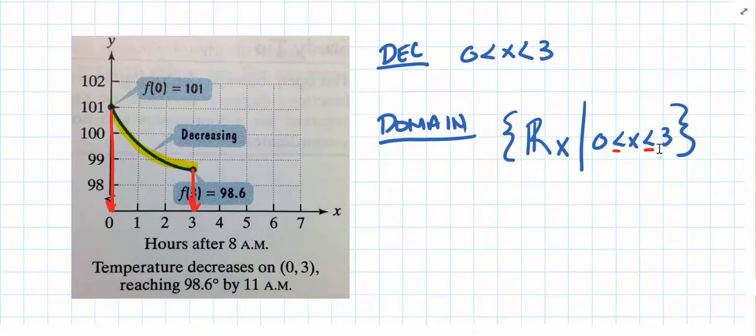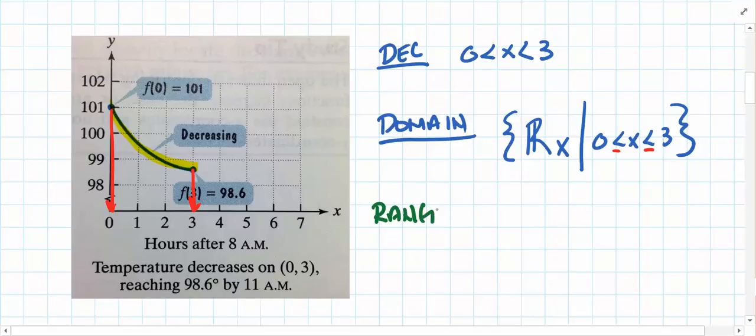Let's also talk about the range and how we describe the range. The range is also a set of numbers, so we're going to use set notation. I'm still going to highlight my graph, but instead of looking at the x-axis, I'm going to look at the y-axis. So I'm going to focus my attention back to the y-axis, and that's my range.